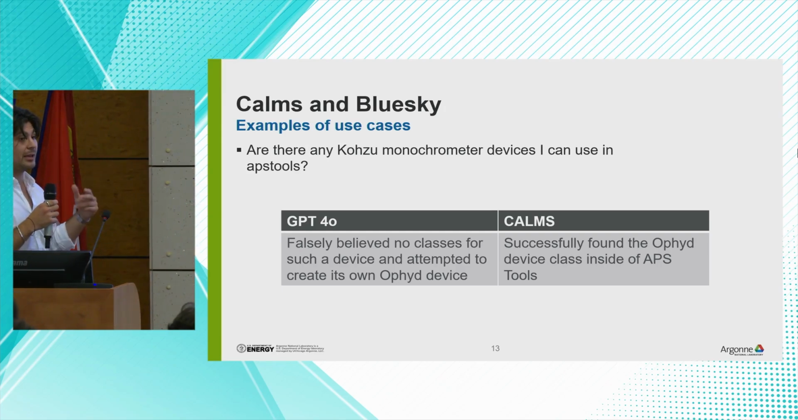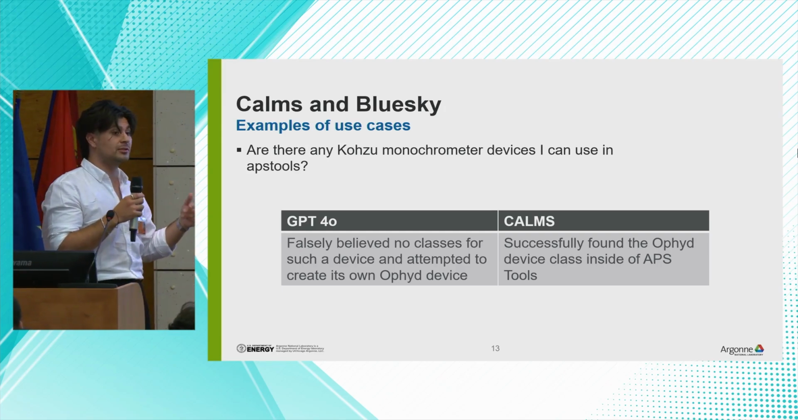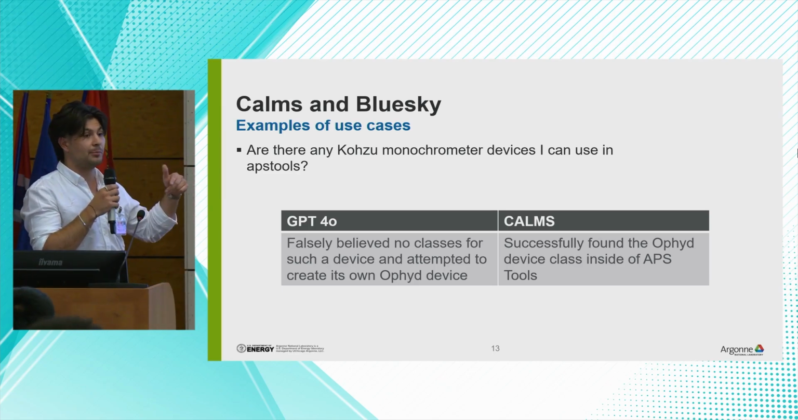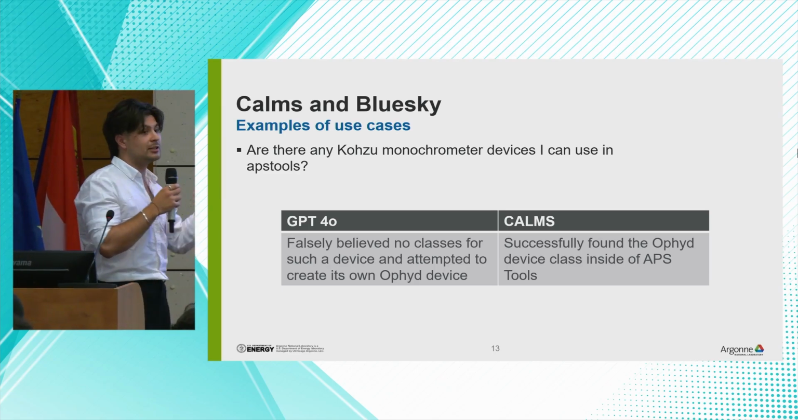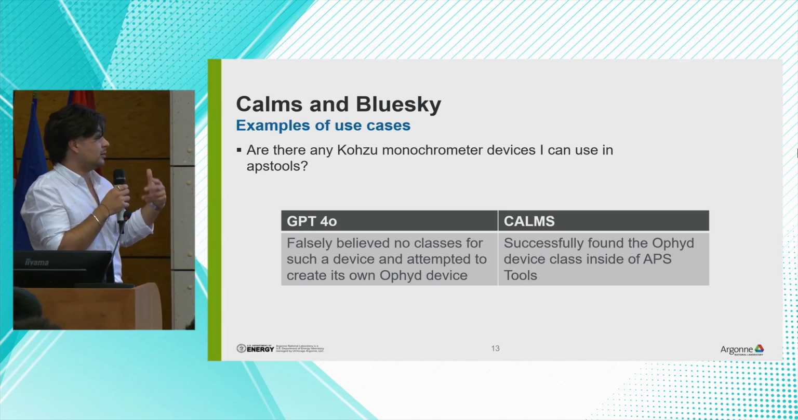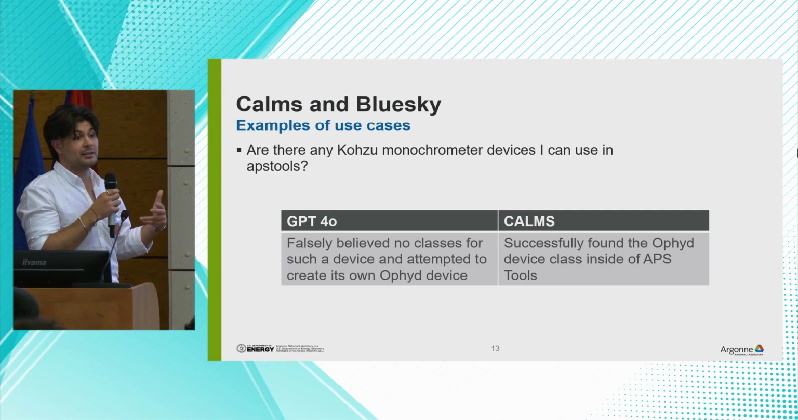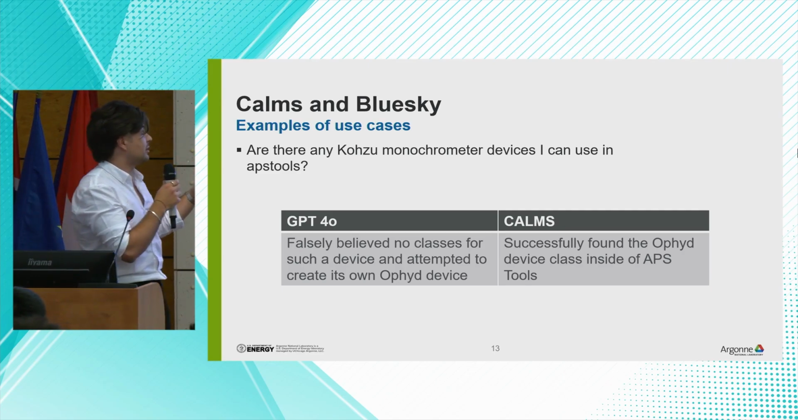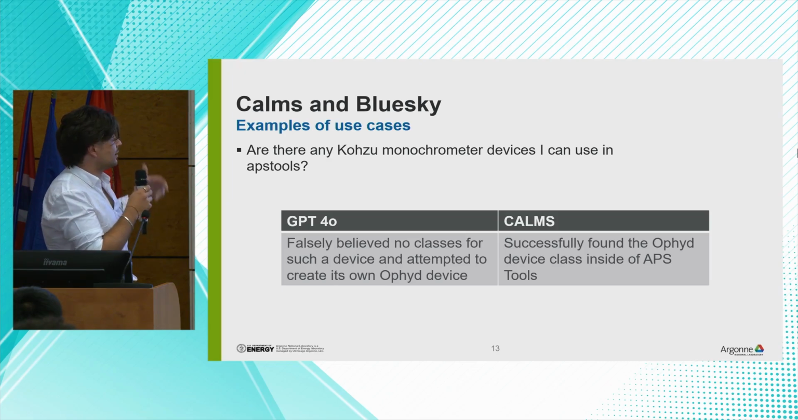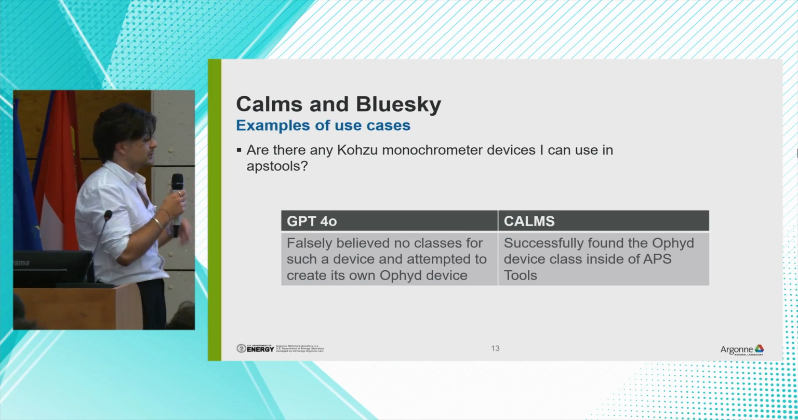One of the devices in our suite of APS tools is a console micrometer. It's already been done once. It's used at multiple places at the APS. There's absolutely no need to remake this OPHYD device. But some people that want to program their own beamline do not necessarily know about everything that is inside of APS tools. So compared to GPT-4, I asked, hey, are there any console micrometer devices I can use inside of APS tools?